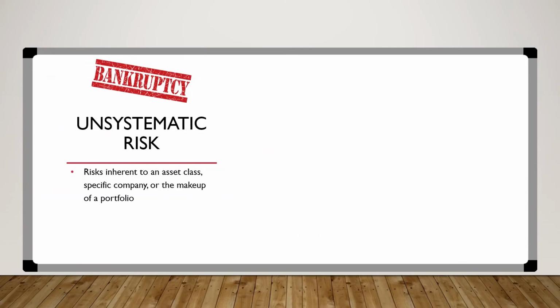The other risk category is unsystematic risk. Unsystematic risks are risks that are inherent to either an asset class, a specific company, or to the makeup of a portfolio. These risks can be minimized by diversifying your portfolio. Some examples of unsystematic risk include, but are not limited to, credit risk, which is the risk that a company will default on a debt.